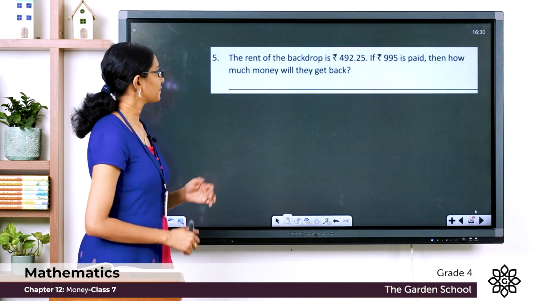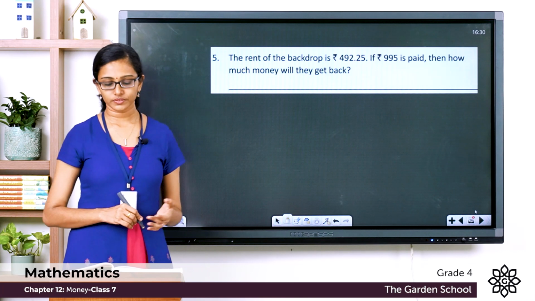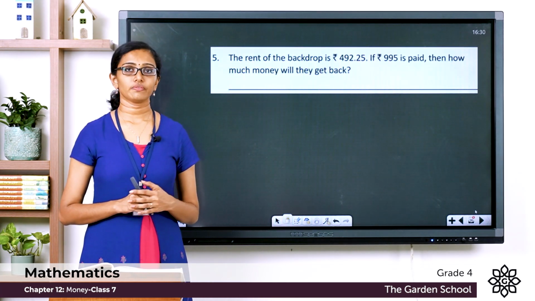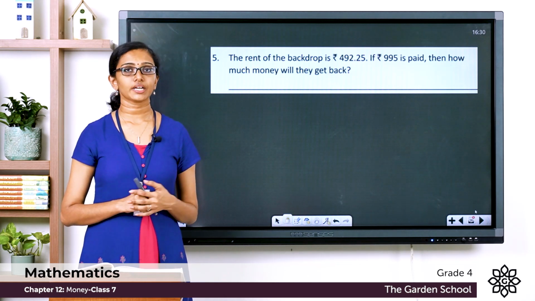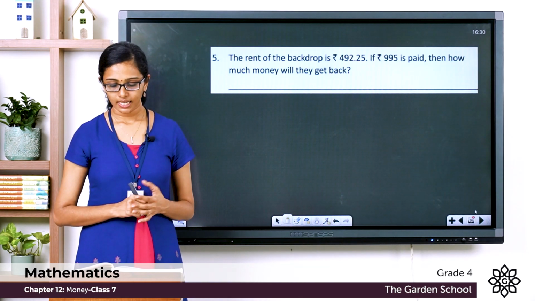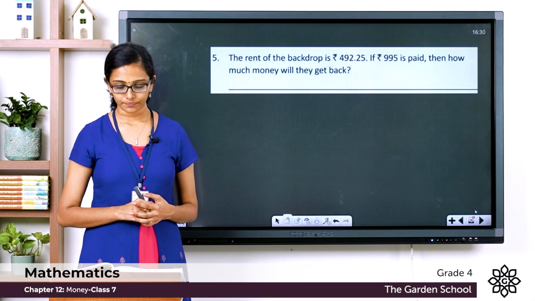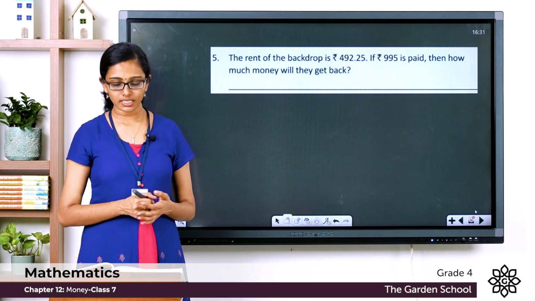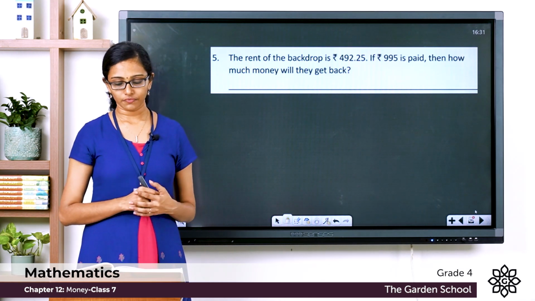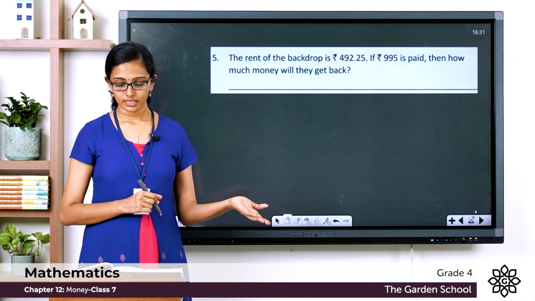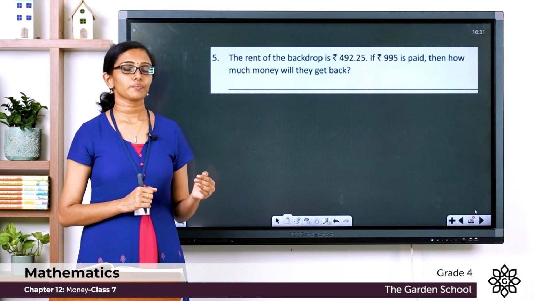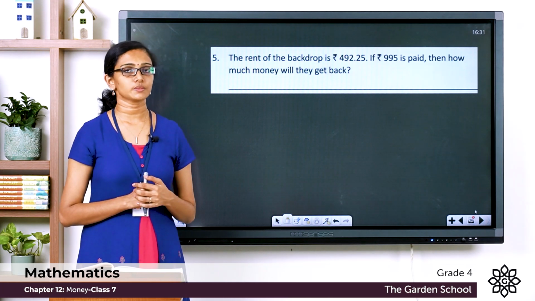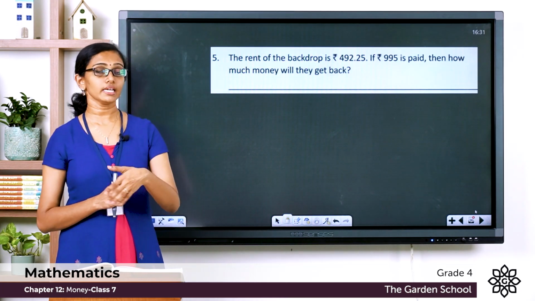Now the fifth one, the rent of the backdrop is 492 rupee 25 paise. If 995 rupee is paid, then how much money will they get back? So what is mentioned? The rent of the backdrop for the play is given as 492 rupee 25 paise, and they paid 995 rupee. So they paid more amount than the rent of the backdrop. So they should get a balance back. We need to find out how much money they will get back.